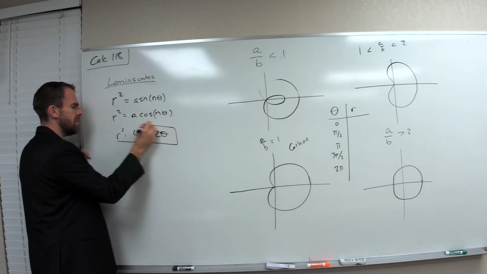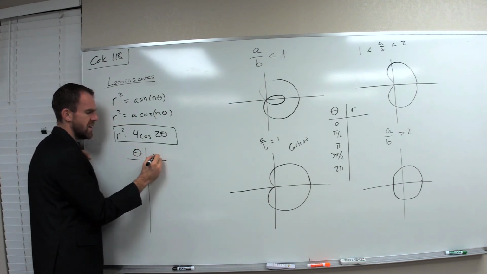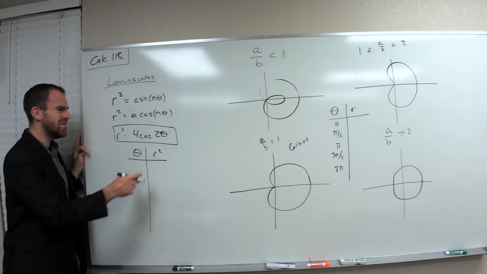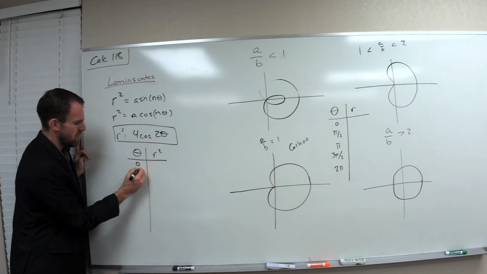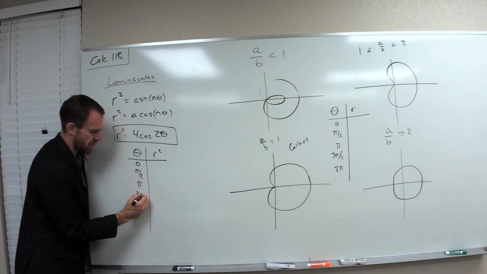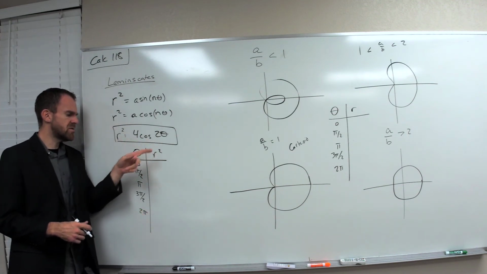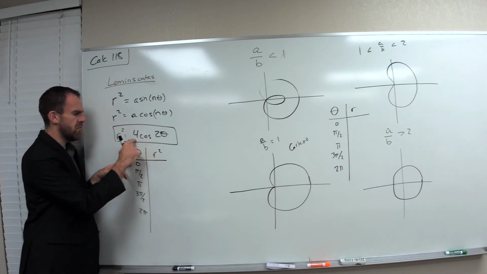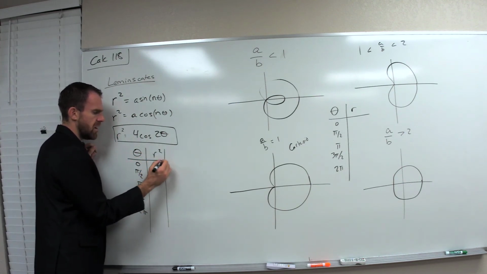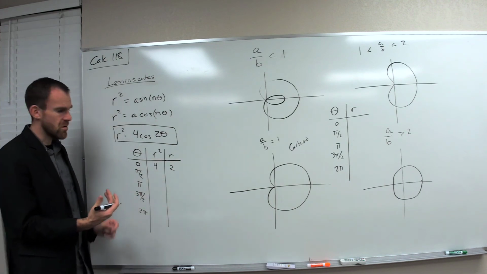So our first step is to draw the table. We're going to have theta on one side and r squared on the other. What should my values of theta be? I'm just going to do the normal ones. Okay, so 4 cosine of 0 looks like 4. If r squared equals 4, then r equals 2. It's simply the square root of r squared.